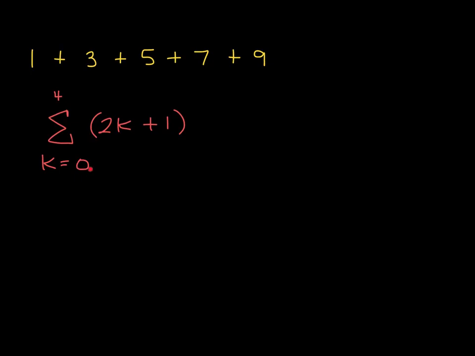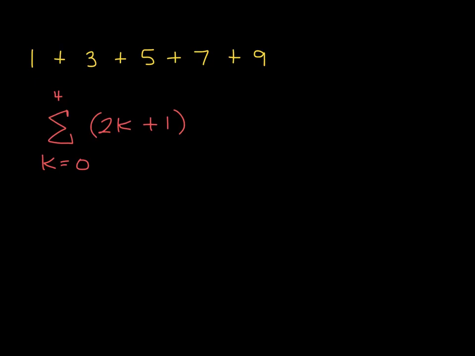I mean, look, go ahead and plug 0 in. 2 times 0 plus 1 is 1. That's the first term. And then you would let k be 1, then let k be 2, let k be 3, let k be 4. If you plug 4 in, 2 times 4 is 8. 8 plus 1 is 9, right? So this is one way to do it.